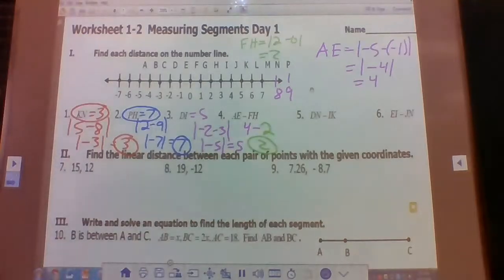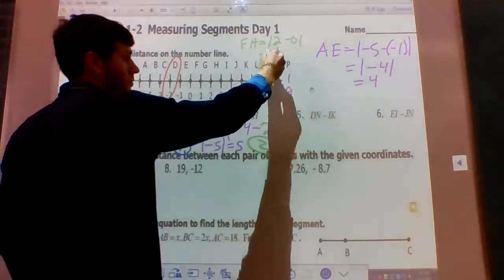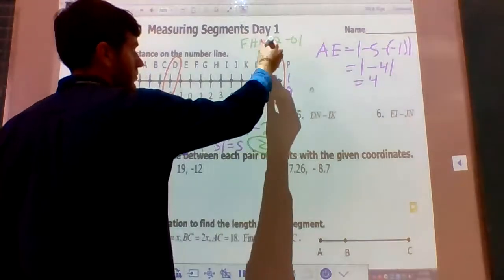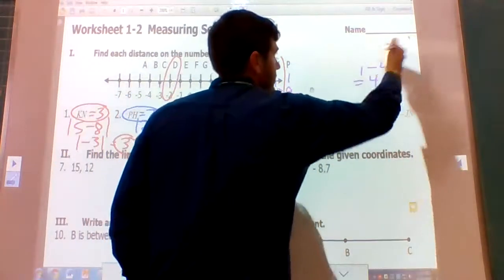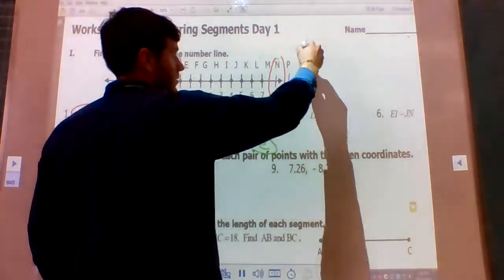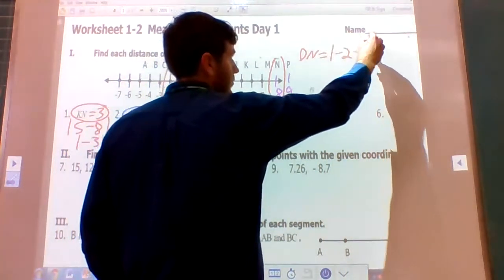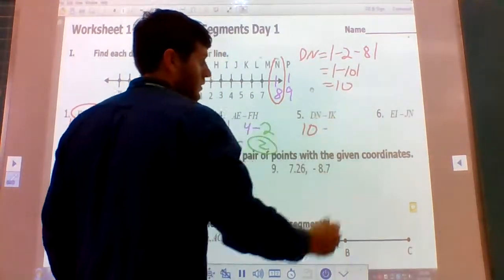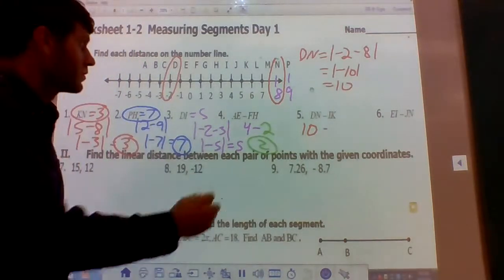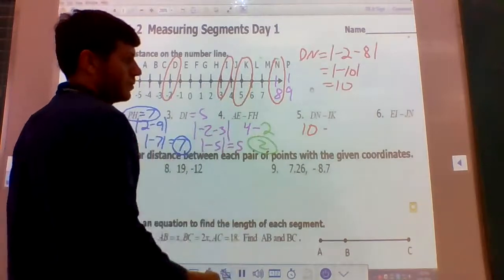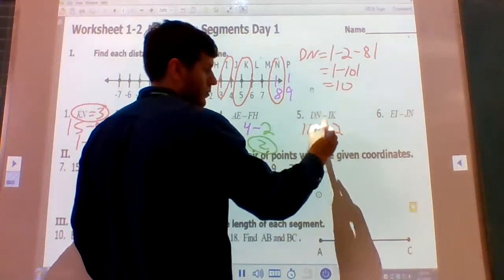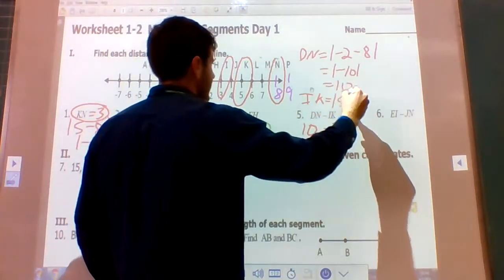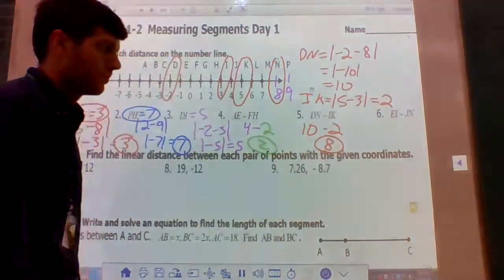It's going to be DN minus IK, so D and N. So there we're going to have -2 minus 8. So DN is going to be the absolute value of -2 minus 8, which is the absolute value of -10, which is going to be 10. Then we need to subtract IK. So here's I, here's K. Those are 2 apart. IK then is going to be the absolute value of 5 minus 3, which is 2. So 10 minus 2 is 8.